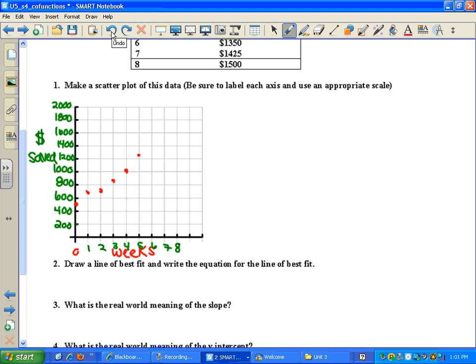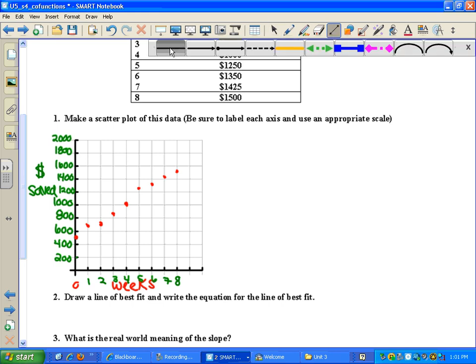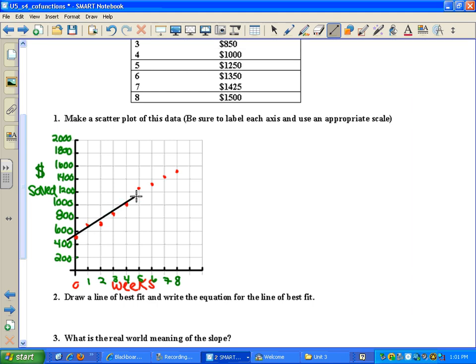Oop, I deleted some points. Let me put those back up there real fast. 700, 1,425, and then 8 weeks would be 1,500. Okay, there's my points. So now I'm going to go ahead and draw my line of best fit. Now, not everyone's line is going to be the same, but we should be fairly close. I'm going to follow the trend of my data. And right there, it looks like a fairly good line of best fit. Okay, so I'm going to go ahead and leave that as my line.